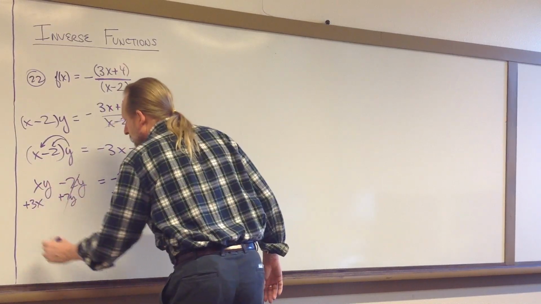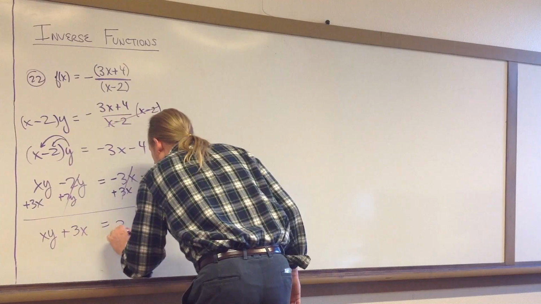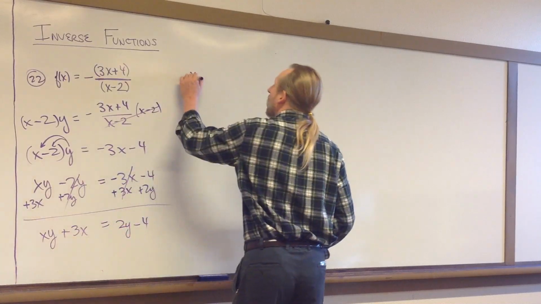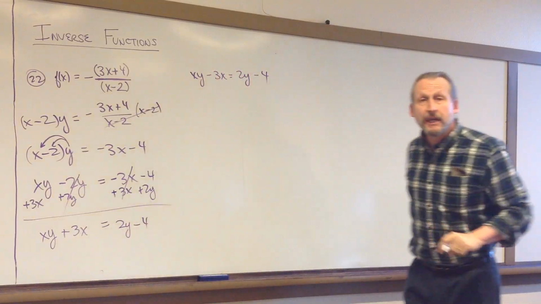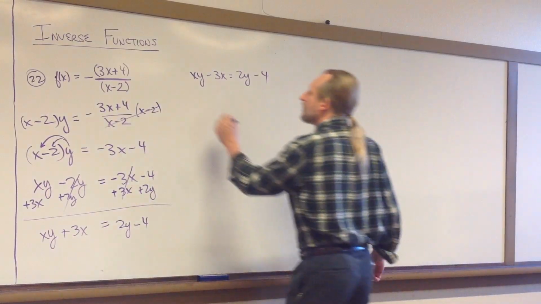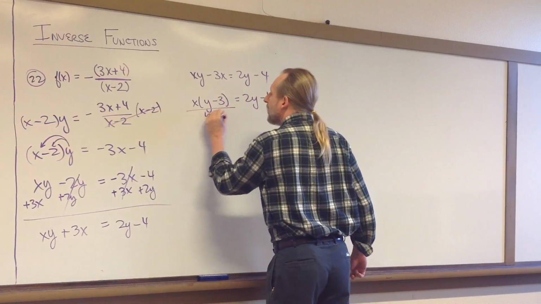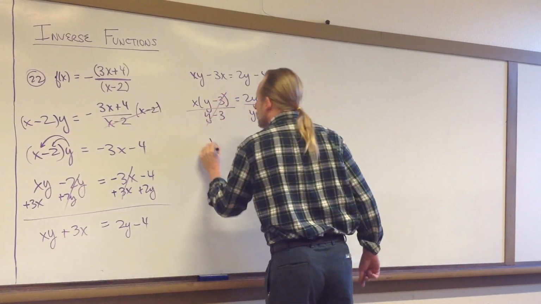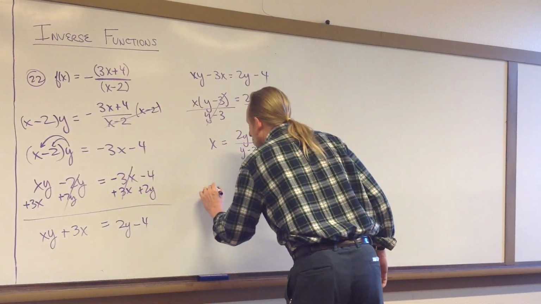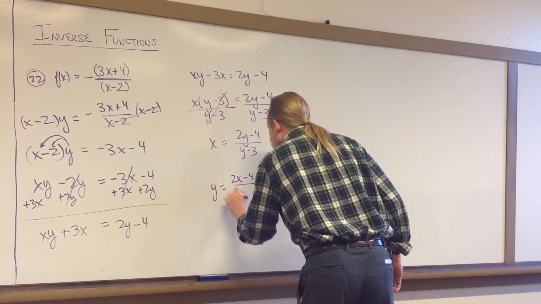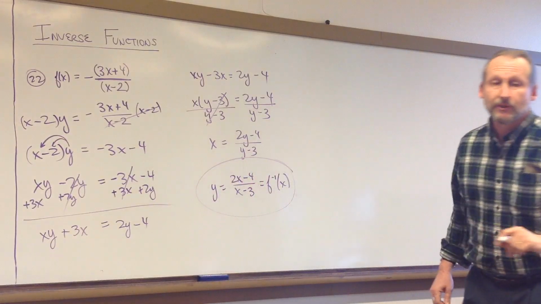All right, so those cancel out, and what are we left with? xy plus 3x equals 2y minus 4. Okay. So again, over here, we're working to get that x by itself. X times y minus 3. And then divide on both sides by y minus 3. And then swap the x and y's. Y equals 2x minus 4 over x minus 3. And that is the inverse function.